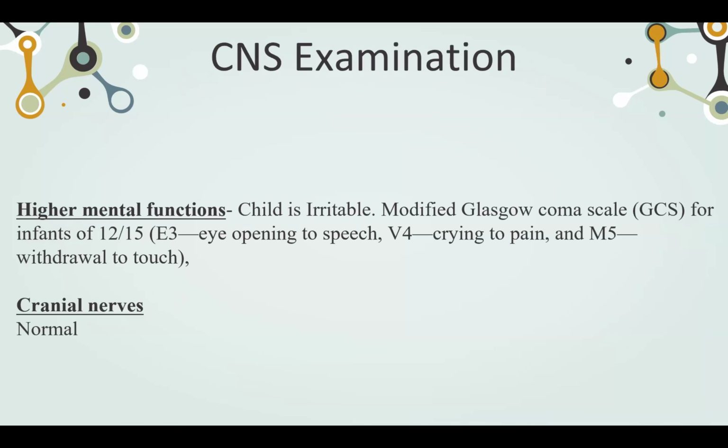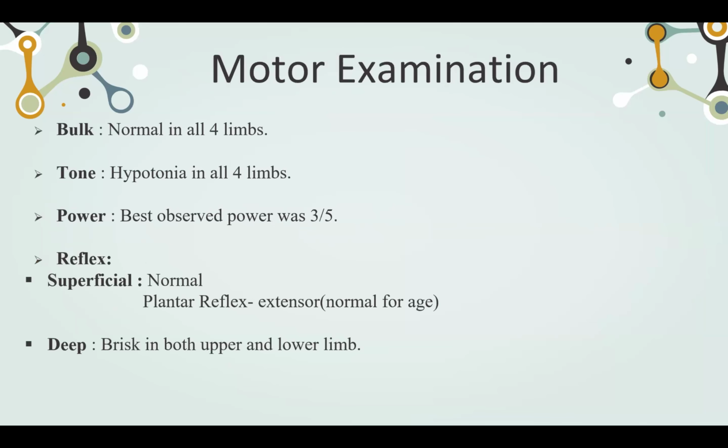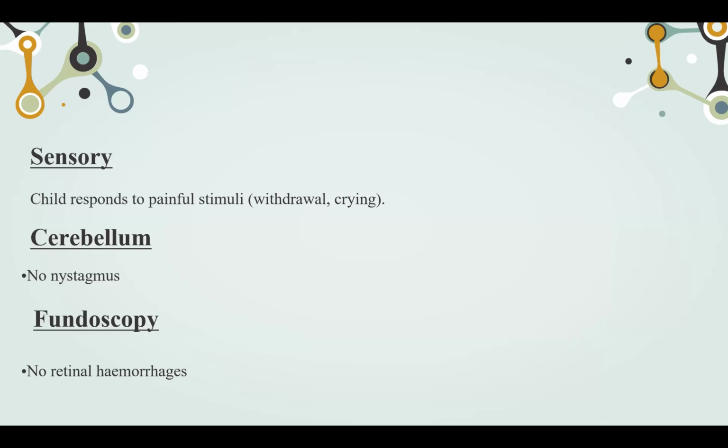On CNS examination, higher mental functions: child was irritable, modified Glasgow Coma Scale for infants was 12/15, cranial nerve examination was normal. On motor examination, bulk was normal in all 4 limbs, tone was hypotonia in all 4 limbs, power was 3/5, superficial reflexes normal, plantar reflex was extensor, normal for age, and deep tendon reflexes were brisk in both upper limb and lower limb. On sensory examination, child responded to painful stimuli. Cerebellum: no nystagmus. Fundoscopy showed no retinal hemorrhages.